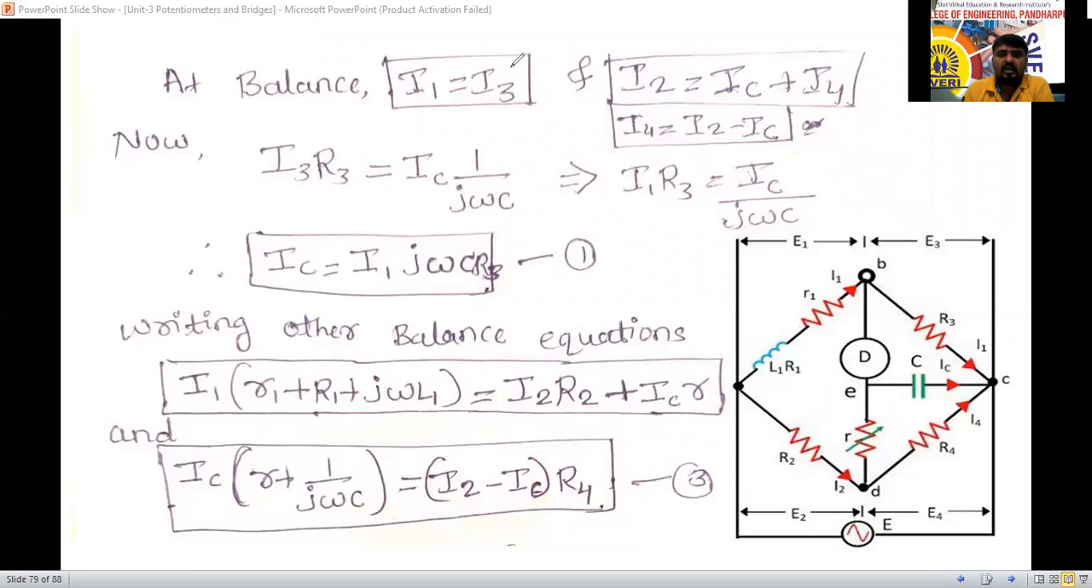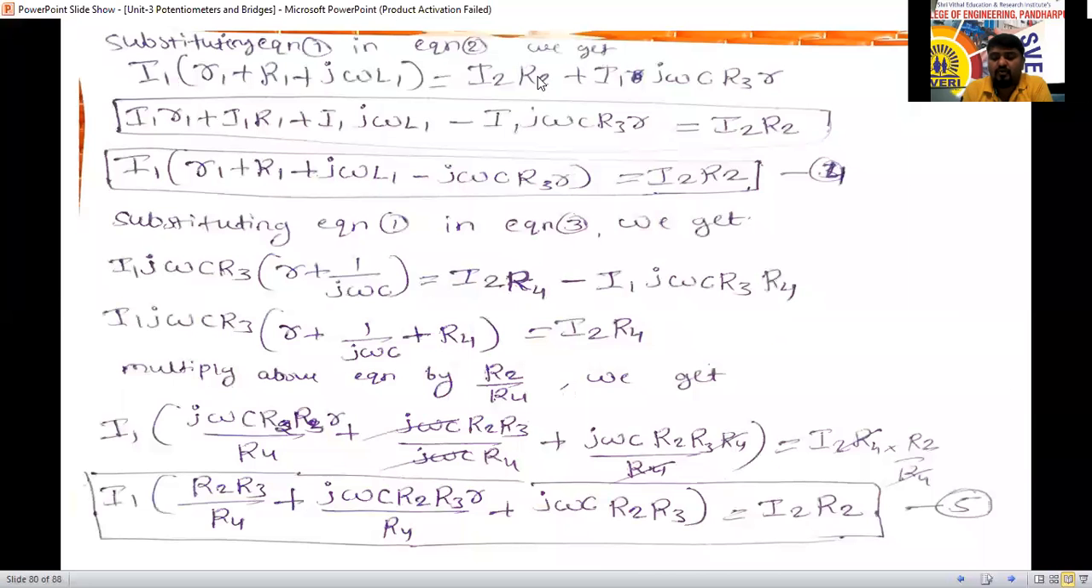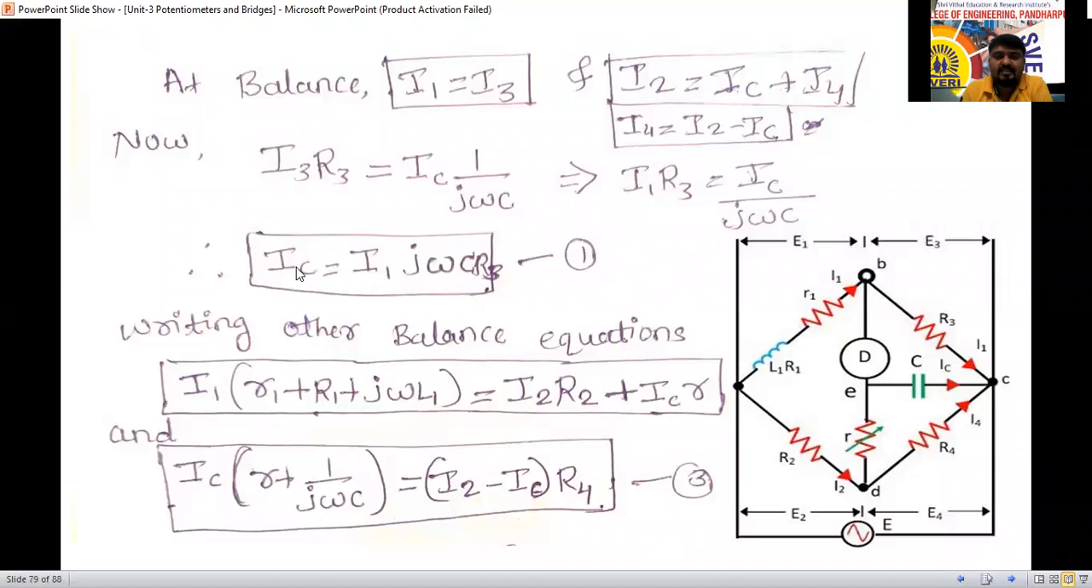Next, what we have to do? By substituting equation 1 in equation number 2 here. See here, IC is there. Here also the IC term is there. We can substitute in the place of IC here. Yes or no?